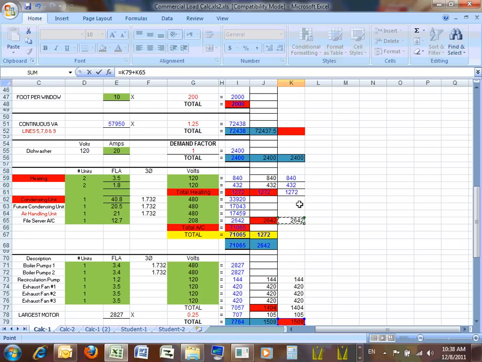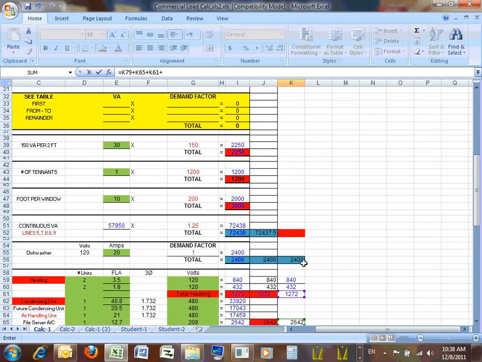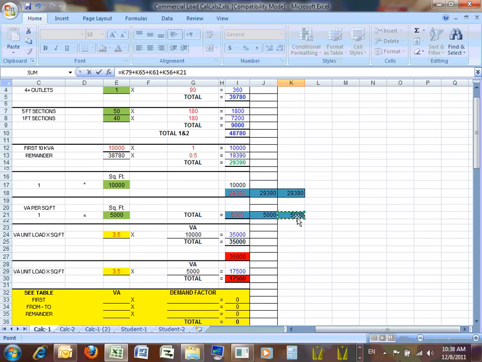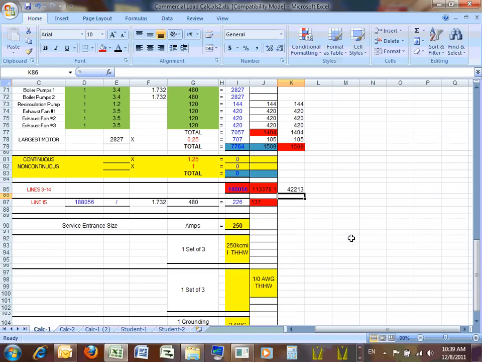Right, yep, I'm going to carry this one, the total, plus this one, plus this one, enter. So I added all my receptacle panel loads, 42,000. Now my receptacle panel is going to be 120, guys, right?